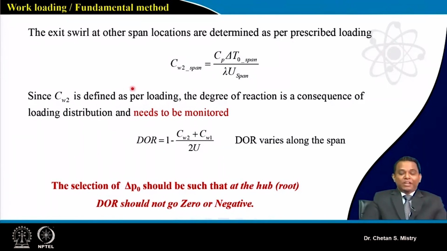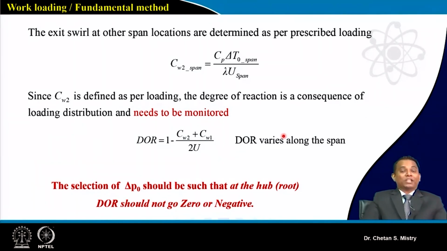Okay, so if I put in my Cw1, suppose it is axial entry, that is 0, and this is my Cw2. If that is your case, my degree of reaction will vary along the span. So that is varying with my radius.